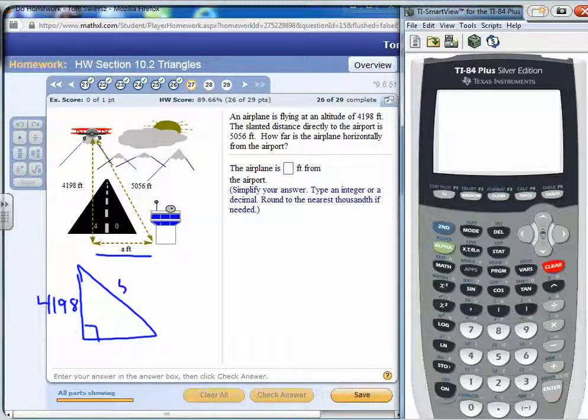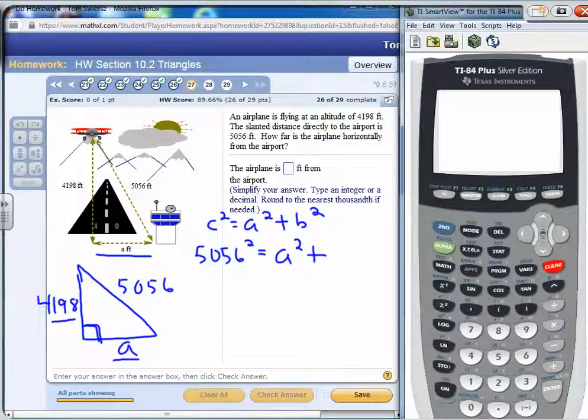4,198. This is 5,556, and the horizontal is labeled A. So again, right triangle, we can apply the Pythagorean theorem. C squared equals A squared plus B squared. Opposite the right angle, you can see the right angle, the legs are 4,198 and A. Opposite the right angle is 5,556. So 5,556 squared is equal to A squared, the horizontal, plus the vertical, 4,198 squared. Okay, so we're going to go ahead and square those two numbers on our calculator.